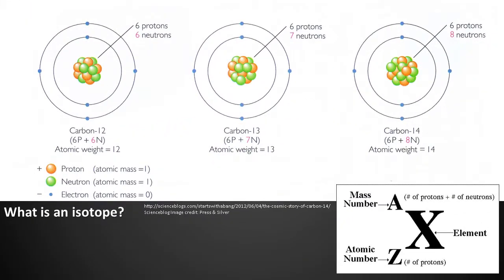This figure shows the 3 isotopes of carbon. The name of the isotope is under each illustration, along with the number of protons and neutrons and the atomic weight or mass. Can you tell what is different between these isotopes and what is the same? As a review, let's review what is an isotope.